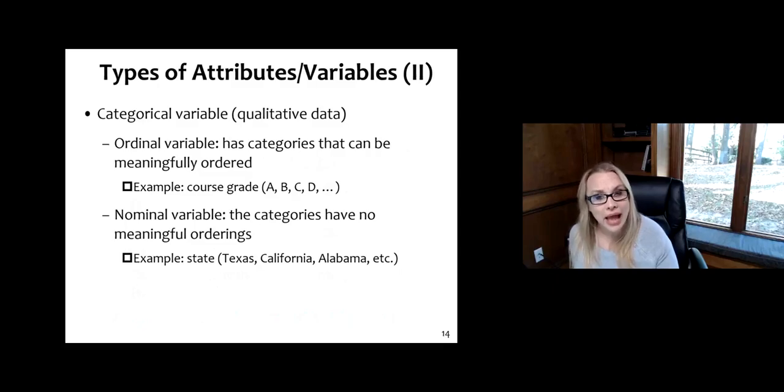So let's talk about categorical types of variables. Categorical variables are going to be qualitative data. They can be ordinal variables, where the categories have a meaningful order. Your grade that's going to be printed on your transcript is an example of that ordinal qualitative variable. With nominal variables, the categories do not have any meaningful order. So for example, it could be the state that the individual resides in, such as Texas, California, Alabama, and so forth.